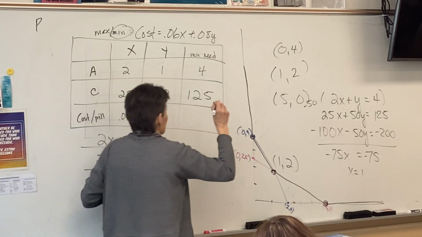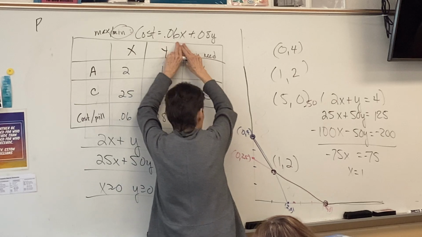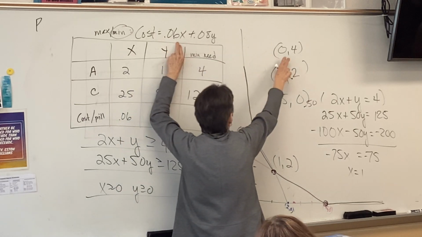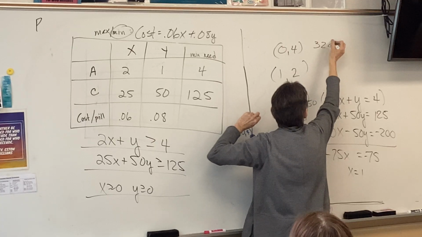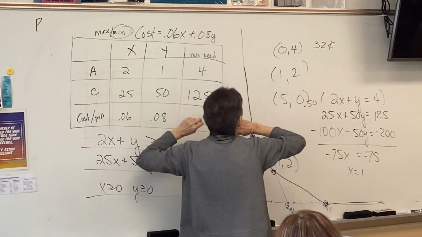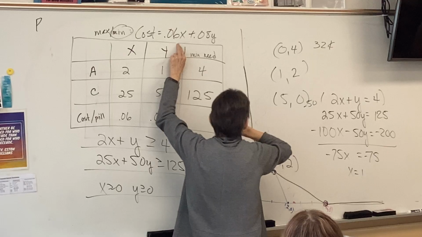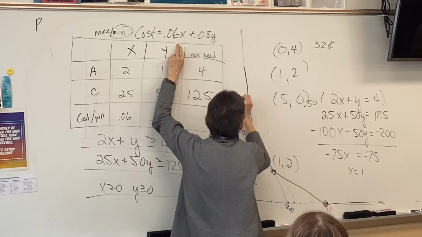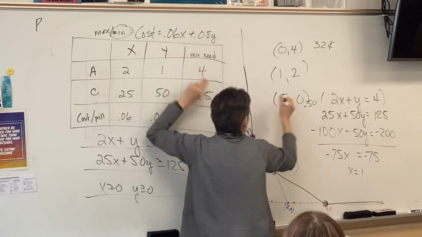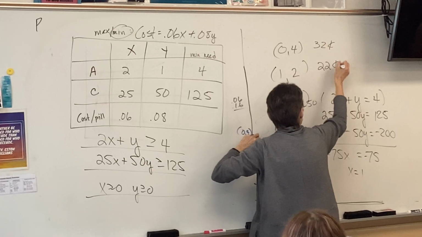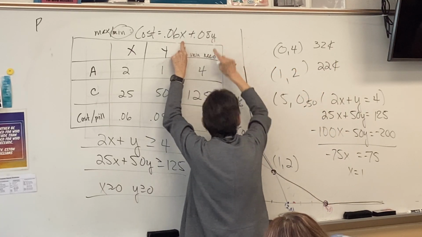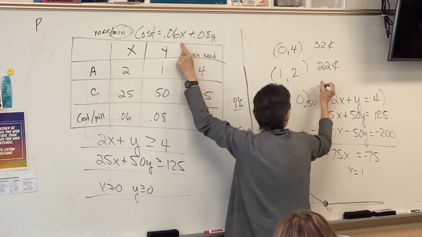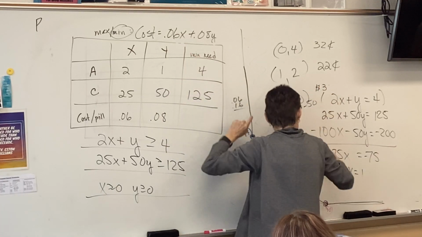Now, let's figure out how many pills he should take. If he takes no X's, but 4 Y's, that's gonna cost him 32 cents. If he takes 1 X and 2 Y's, that's gonna cost him 22 cents. 5 of these will cost him 30 cents.